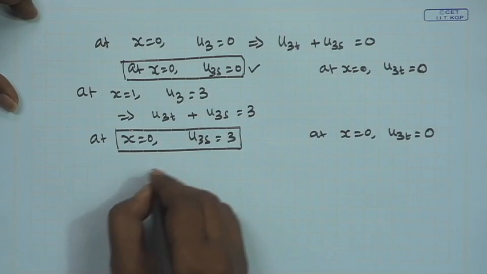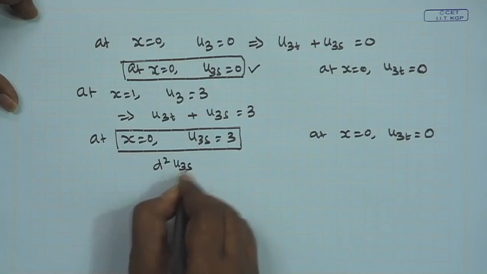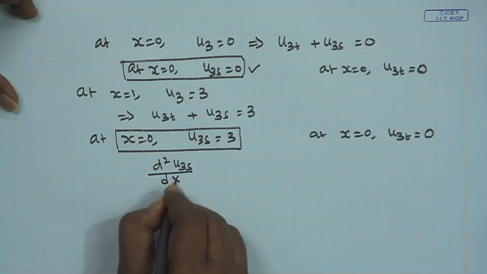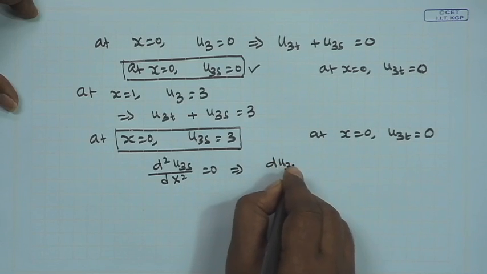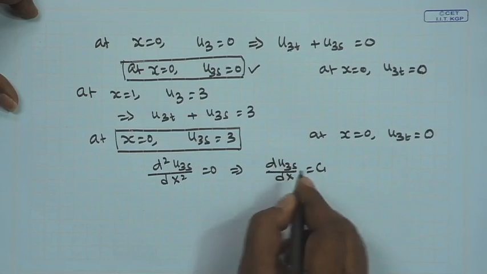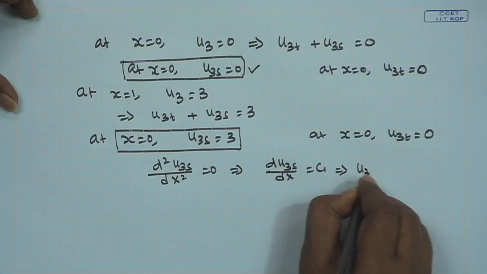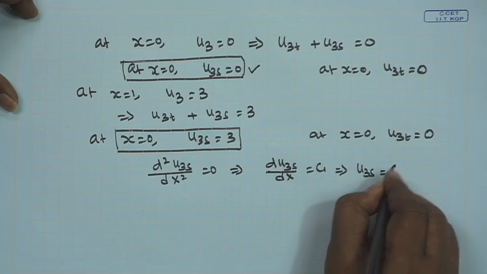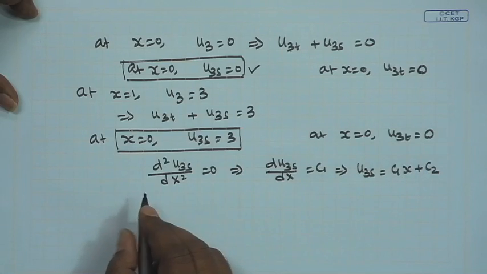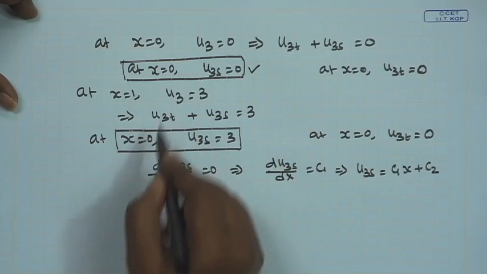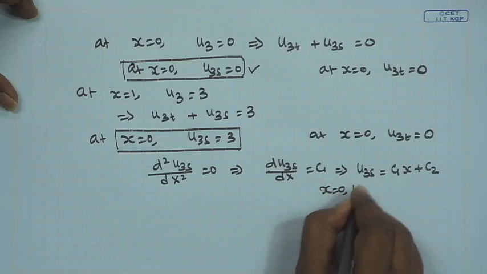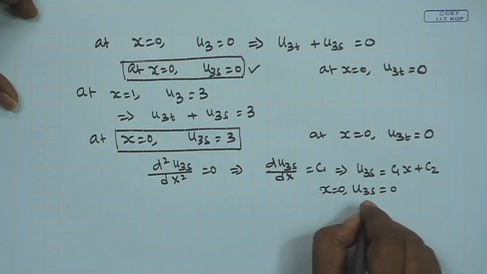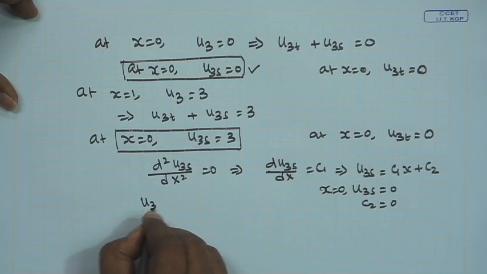So, therefore, what is the space varying part? If you look into the solution of governing equation of the space varying part, d square U3S dx square is equal to 0. So, therefore, what is the solution of this? dU3S dx is a constant, and one more integration, U3S is equal to C1x plus C2. Okay. So, if you put these two boundary conditions, the first boundary condition, x is equal to 0, U3S is equal to 0, that will give you C2 equal to 0. That means, U3S is equal to C1x.